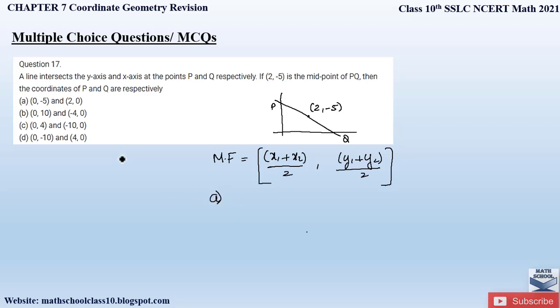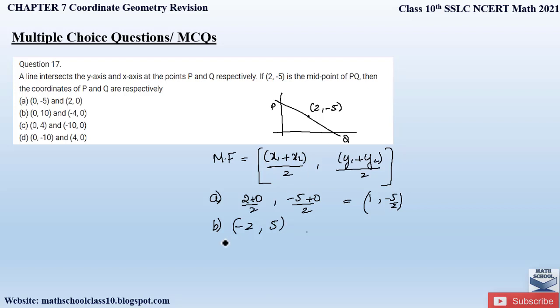So if you check with our first option and assume the first point to be x1, y1 and the second point to be x2, y2, so x1 plus x2 is how much? (2 plus 0) by 2 and (-5 plus 0) by 2, that is (y1 plus y2) by 2. So this will give you how much? 2 by 2 will be 1 and -5 by 2. Is this the midpoint? No. So let us move to the second option. So second option here again x1 plus x2 is -4 divided by 2 will be -2, and 10 plus 0 is 10 divided by 2 will be 5. So we got the point (-2, 5).